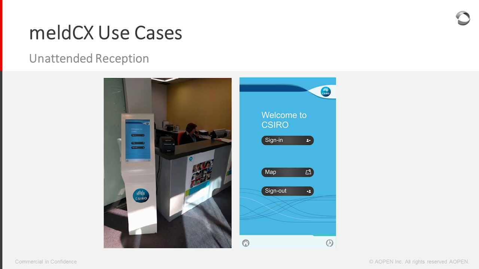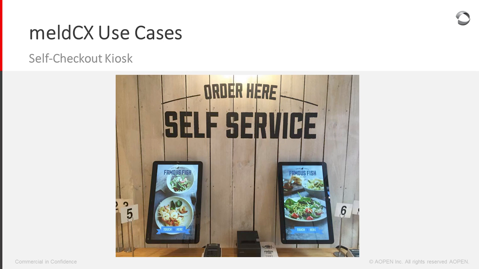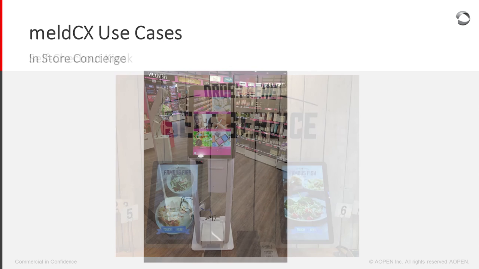For example, I'm showing it on the screen right now, we have an unattended automated check-in system. You can go up and it prints visitor badges. You can use it to call and send SMSs to employees. The next one is a self-checkout kiosk. This is in a restaurant where you can go in, order anything, and it prints out your receipt. You can pay via PayPal.